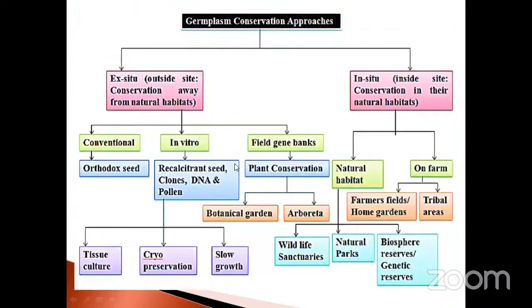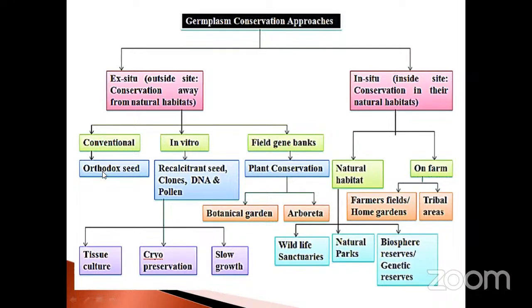Okay, see that, germplasm conservation approaches. There are 2 types of germplasm conservation. One is called ex situ, another one is called in situ. Ex situ conservation means outside. In situ means inside. Okay, this is natural habitat. This is away from the natural habitat. The ex situ is divided into 3: conventional, in vitro, and field gene banks.